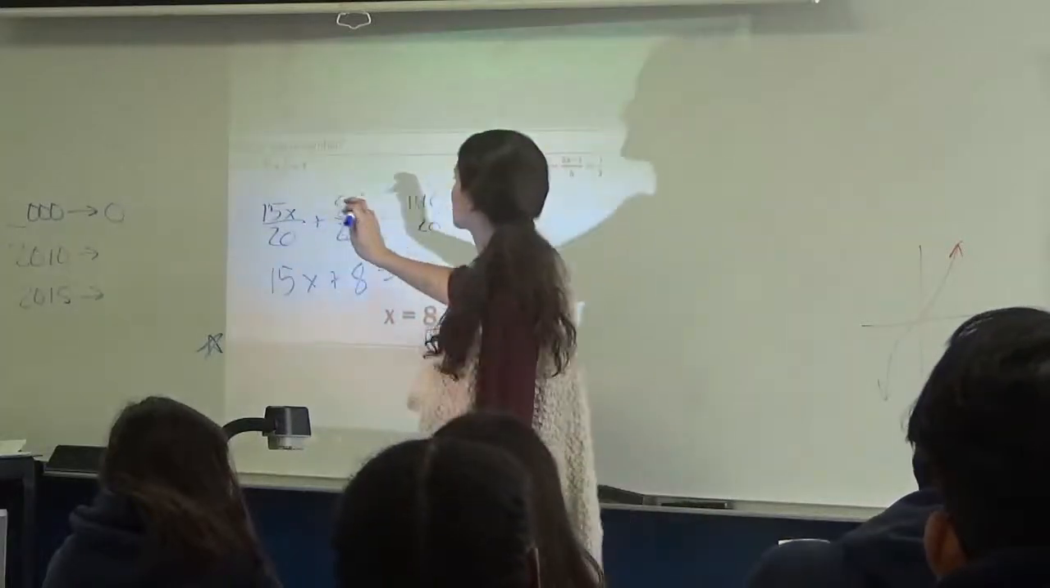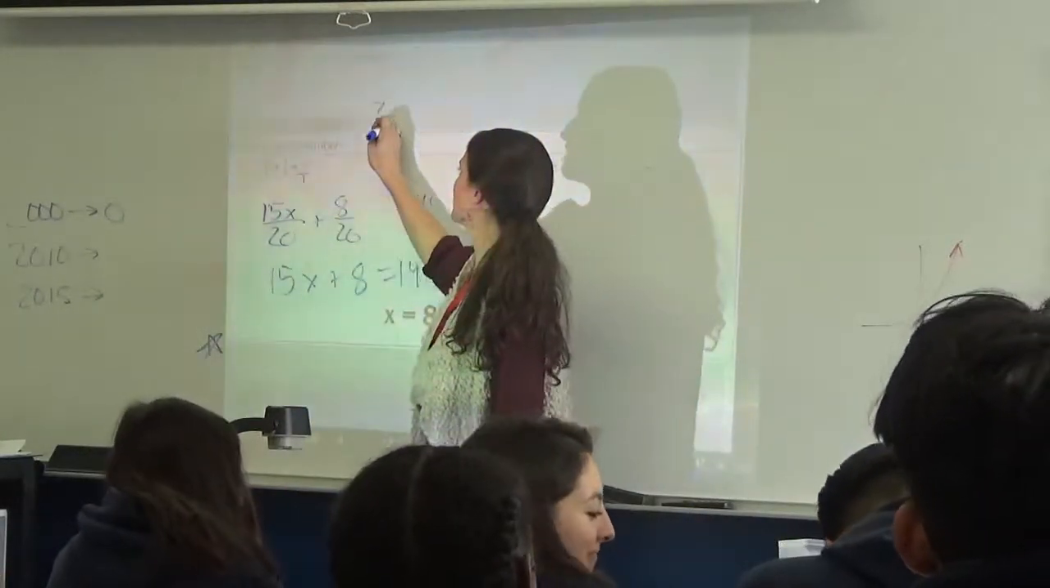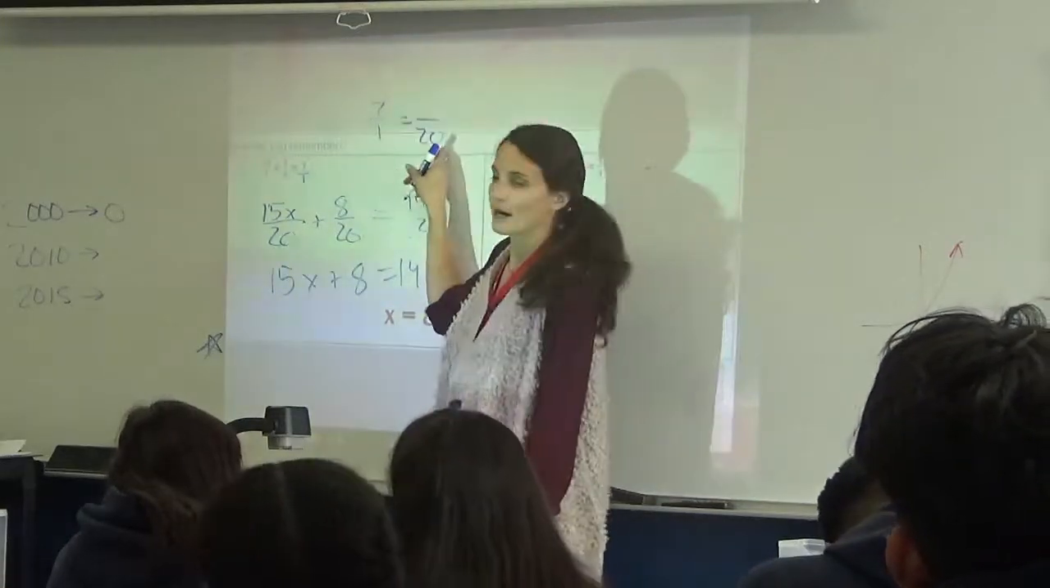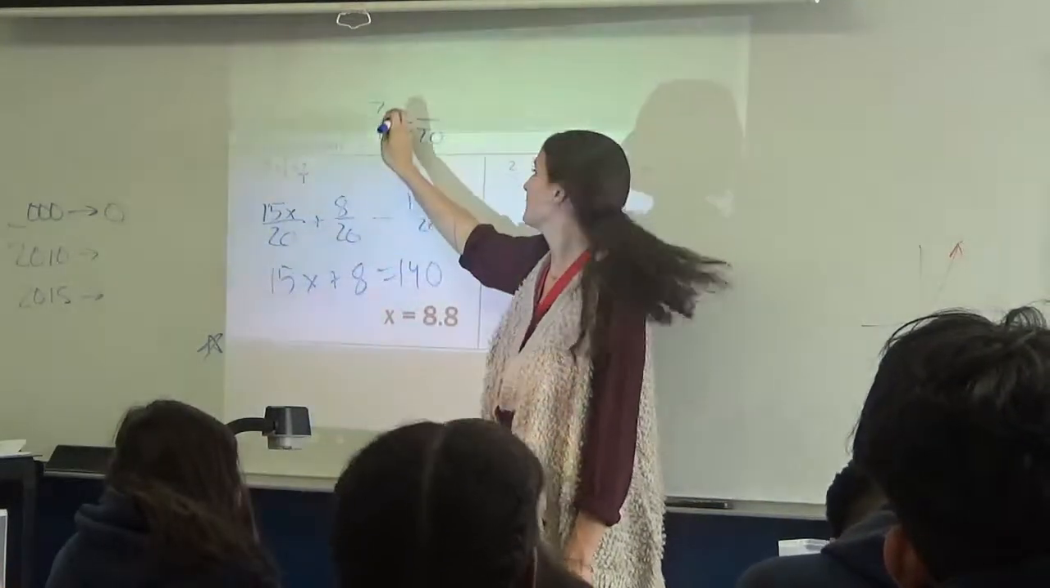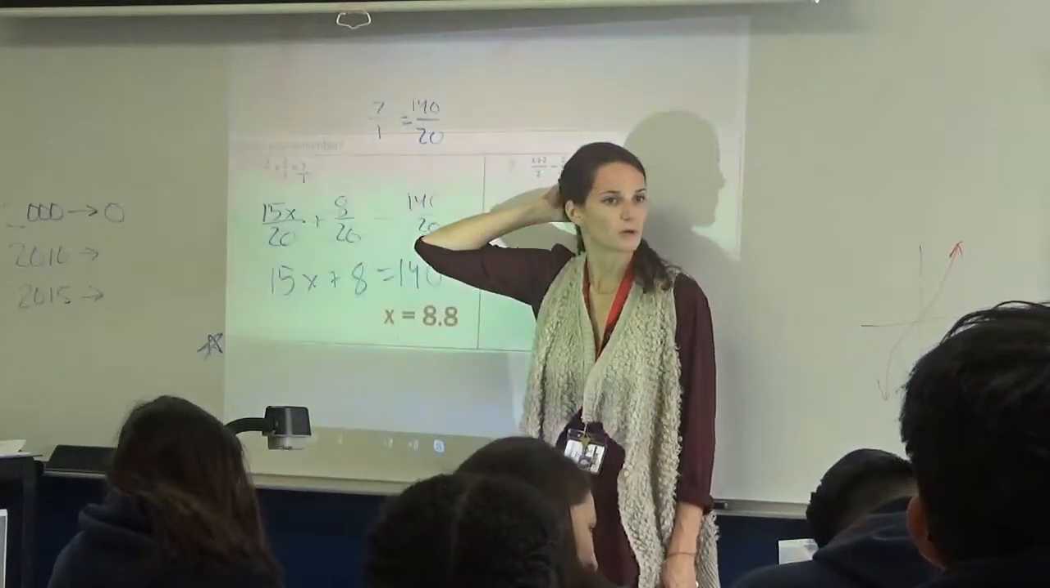If this was 7 over 1, and I want to make it 7 over 1 into 20ths, I multiply times 20 on the top and the bottom, and I get 140 over 20 if I multiply 7 times 20 on the top.